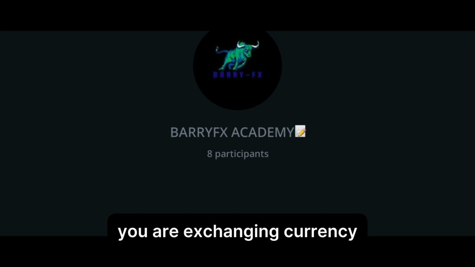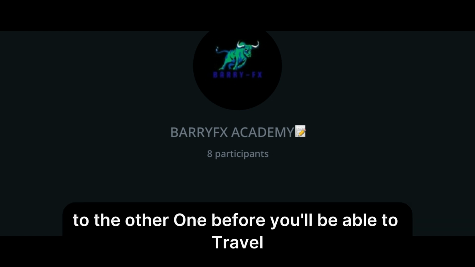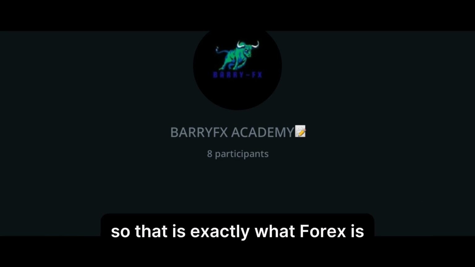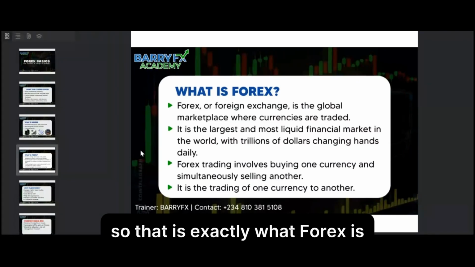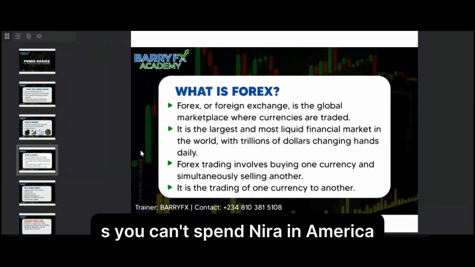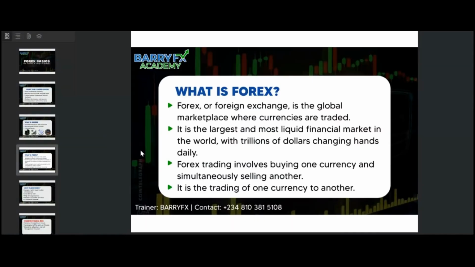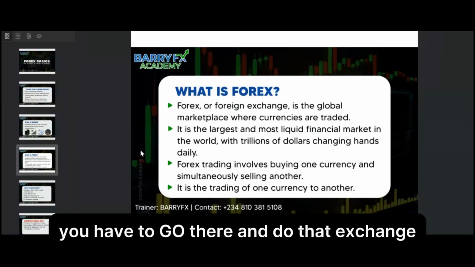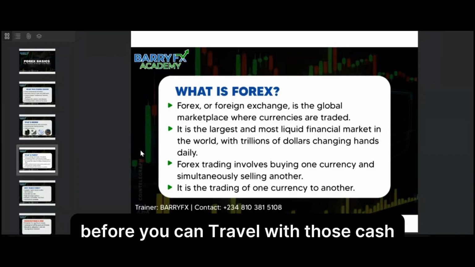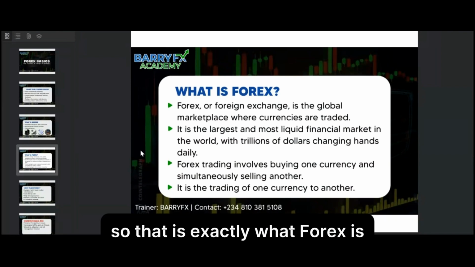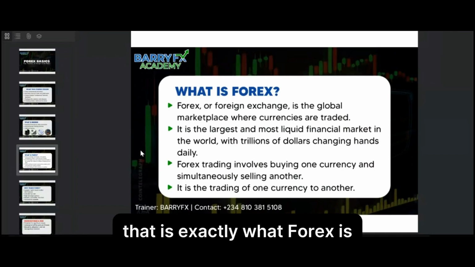You are exchanging currency. You have to exchange your currency for the other one before you'll be able to travel, so you can use their currency over there in the country. So that's exactly what forex is. Understand? Also, if you're traveling to the US, you can't spend naira in America. You have to exchange your local currency in any of the banks or anywhere they do this exchange, before you can travel with that cash to the countries you'll be traveling to. That is exactly what forex is.